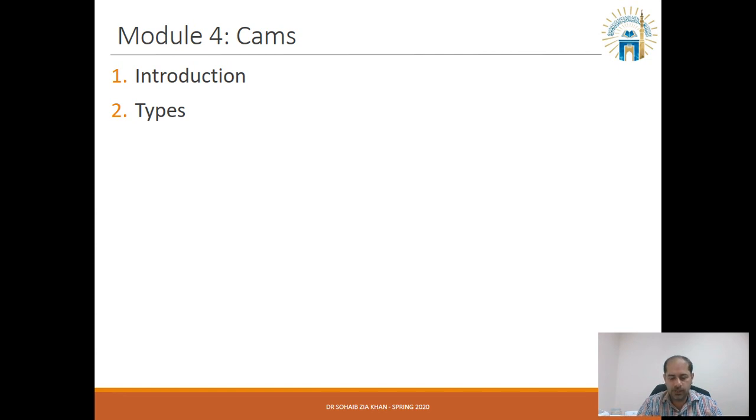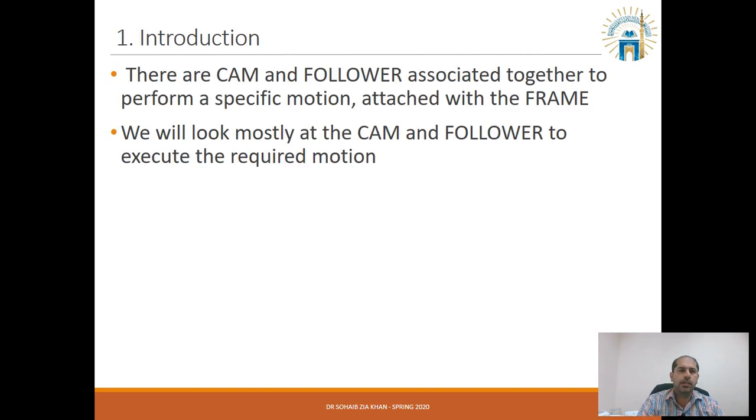So for that matter, we need to draw a cam profile, and we'll see how we can draw the cam profile through the use of different graphical solutions. Okay, so what is cam?